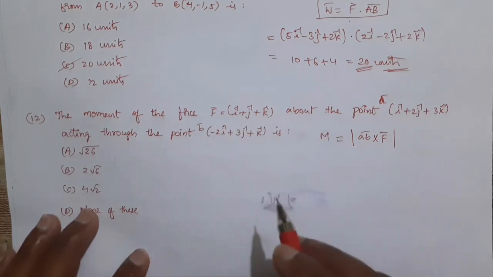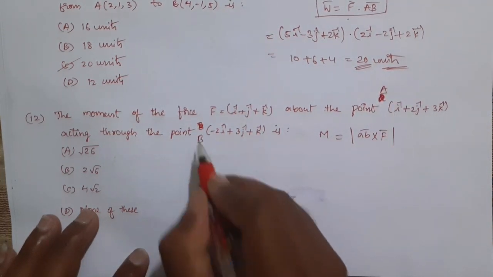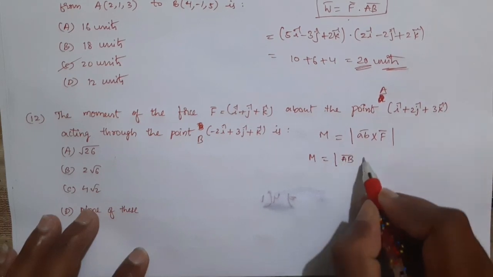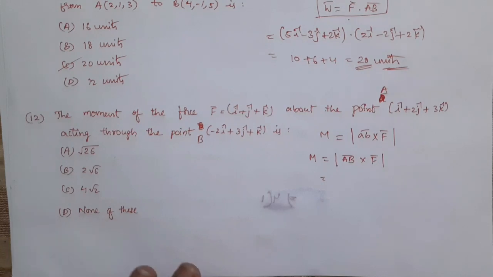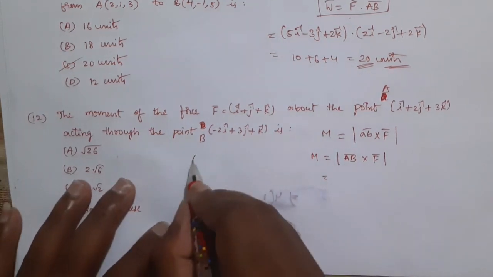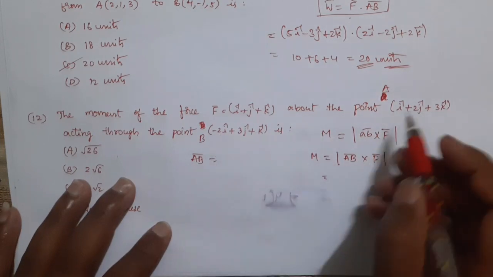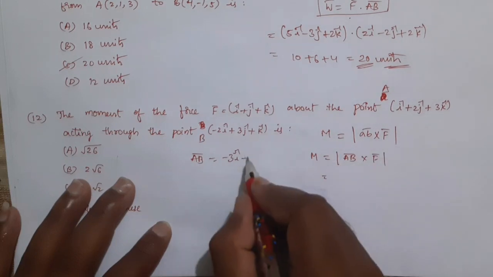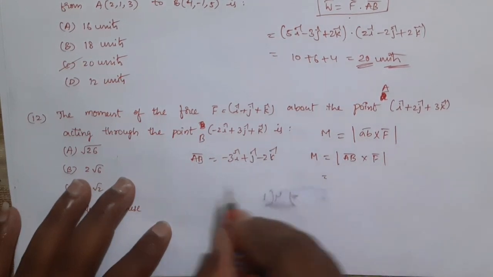So, as they said, this is the point. You consider this as A and this as B, capital B. Then the formula will become capital M is equal to AB bar cross F bar. You know how to find AB bar. See here, AB bar means what? OB minus OA. So this is minus 2 minus 1, which is minus 3 I cap, and then 3 minus 2 is j cap, and then k minus 3 is minus 2 k cap.